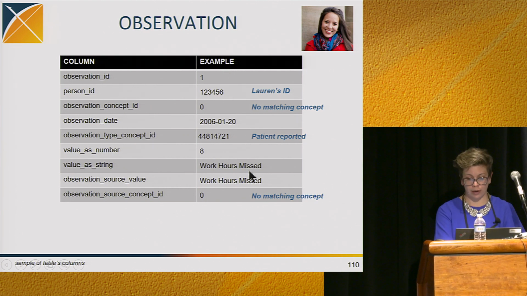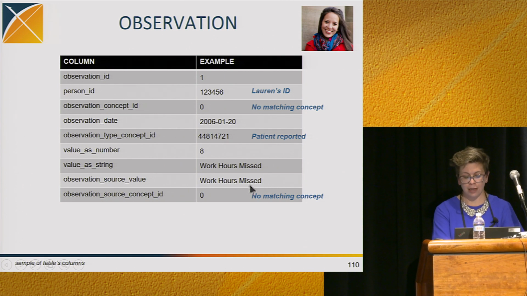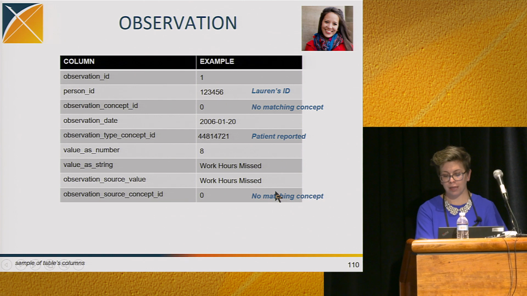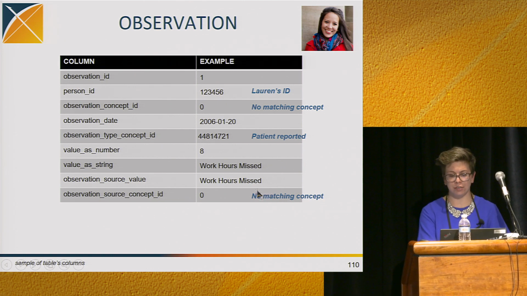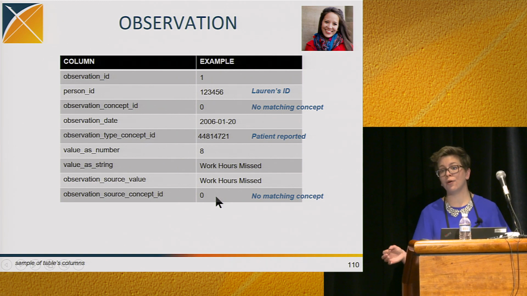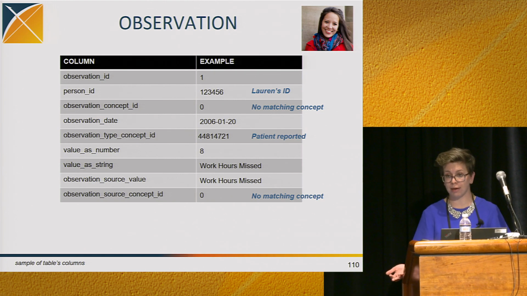And so here, Lauren had some type of record in the raw data that said work hours missed, and then it said the value, she missed 8 hours of work. But there's no good vocabulary for this. It's not really easy to standardize this. So both in the observation concept ID and the observation source concept ID, I've set them to 0. And 0 means I don't know. This is an unknown thing to me. So I'm still able to bring the data across and store it in my CDM. I'm just not going to standardize it in this case.